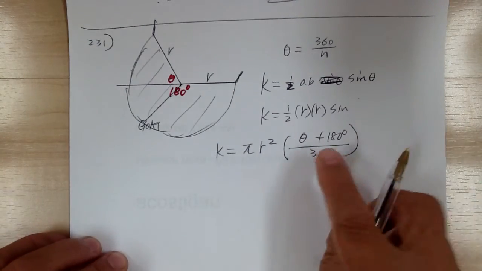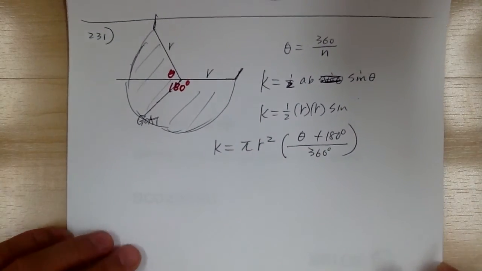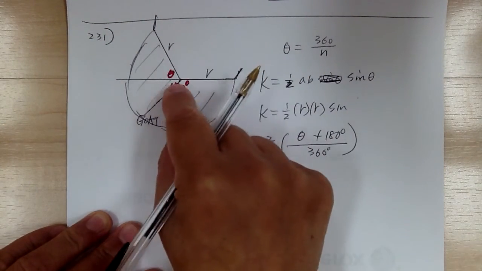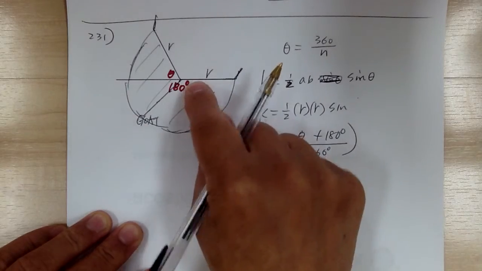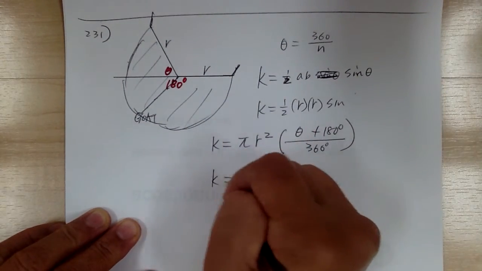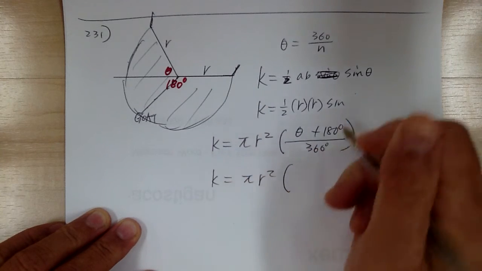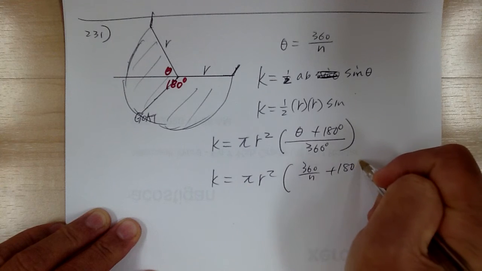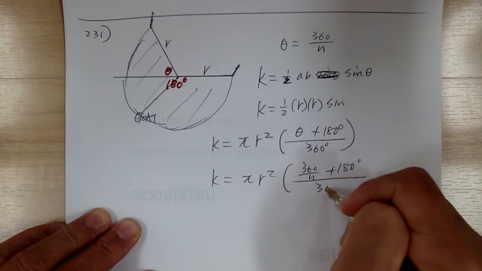Okay, so let's go and do that. You take pi R squared, that's the whole circle, times only the fraction of the circle that you want. So it'd be this angle over 360. And we know theta from here. So K equals pi R squared times 360 over N plus 180, over 360.